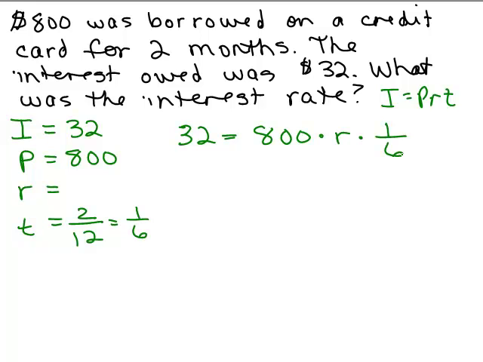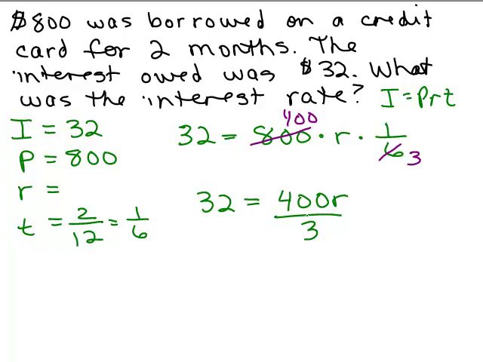Now there are different ways to solve this equation. One way is, let's simplify the right-hand side. We can reduce as we're multiplying the 800 times 1/6. So 2 goes into both of those numbers, right? So one way of doing this is writing 32 equals 400 times R times 1/3. Basically that's 400R over 3. Or you could think of it as 400 thirds R. Both of them mean the same thing. So you might write 32 equals 400 thirds R.